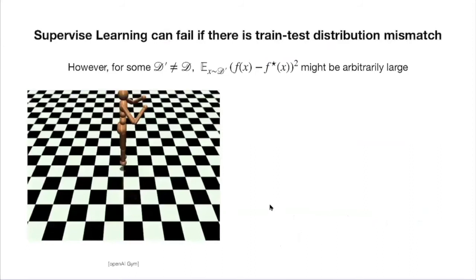So I want to talk about in what situations supervised learning can actually fail. The case where it fails is when you have distribution mismatch. If you're trying to learn something under this training distribution D, and you test what you learned on this test distribution D prime, that is not necessarily equal to D, then we will potentially be toast.